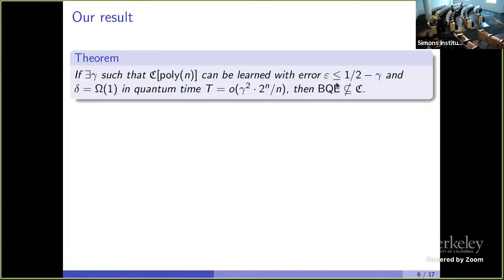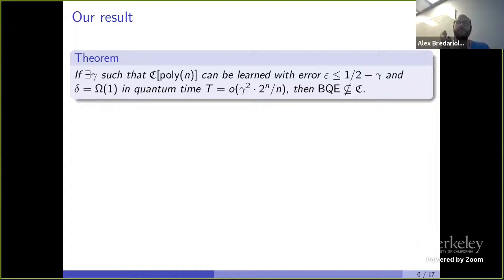Okay, sorry. Alex, there's a question from Ronald in the Q&A. He asks, if gamma is constant, then why is it written as gamma squared 2 to the n divided by n? Oh, no, gamma could be any parameter that you want. And I'll give two examples, and in the second example, gamma will be exponentially small.